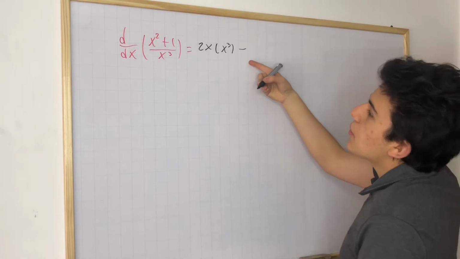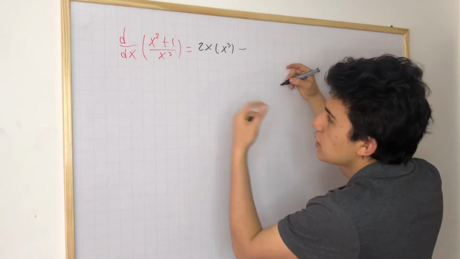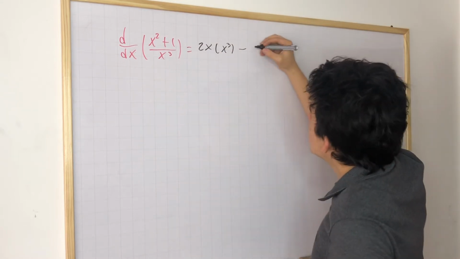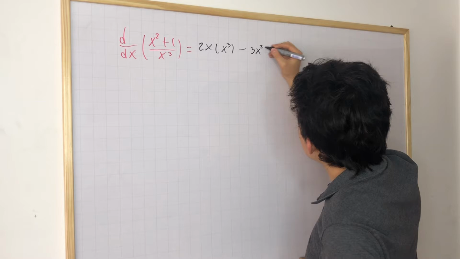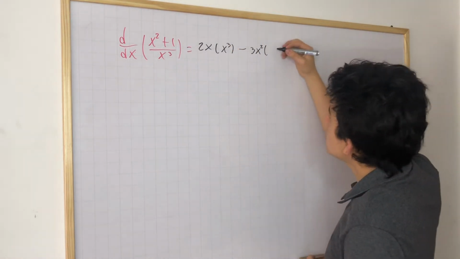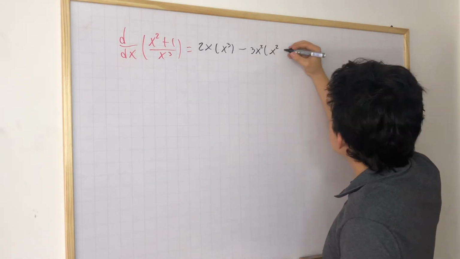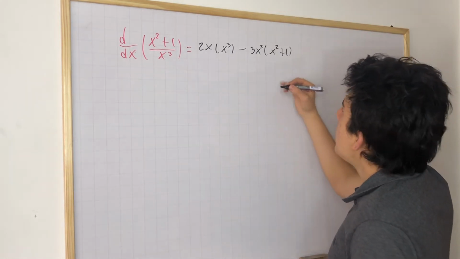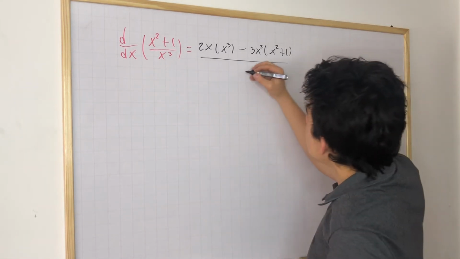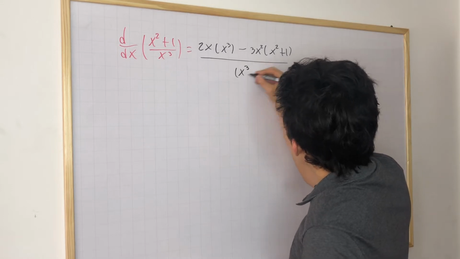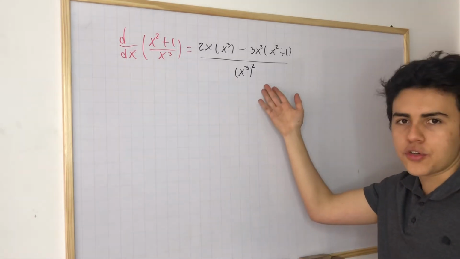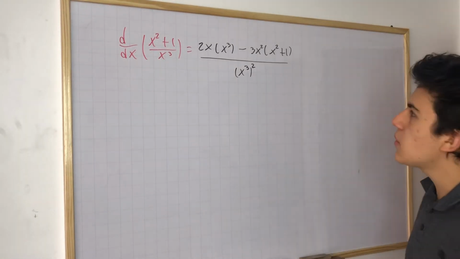Okay, and now since we took the derivative on top the first time, now we're gonna take it on the bottom. So we're gonna have 3x squared times what is on the top. So you're gonna have 3x squared times x squared plus 1. And now the last step for the quotient rule is you're going to grab what you have on the bottom and you're going to square that number. Okay, this is the quotient rule basically, or like the algorithm for the quotient rule.